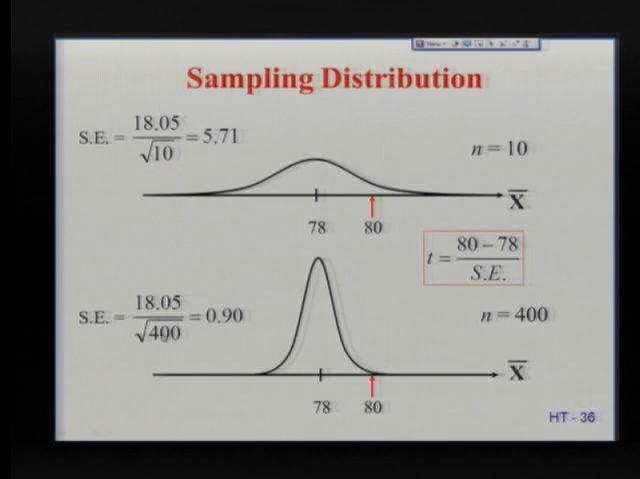But if your sample size is 400, your standard error becomes 0.9, right? So 2 divided by 0.9, you get a t-score that is greater than 2. That is more likely to indicate that there is a significant difference, right? So this helps you to understand that the sample size will affect the result. If you do hypothesis testing using a very large sample, very likely you're going to reject the null hypothesis.